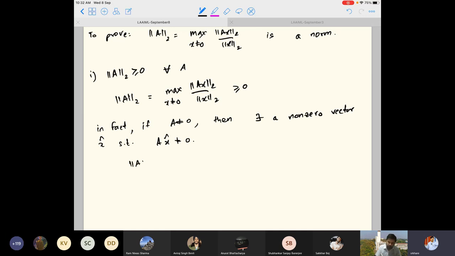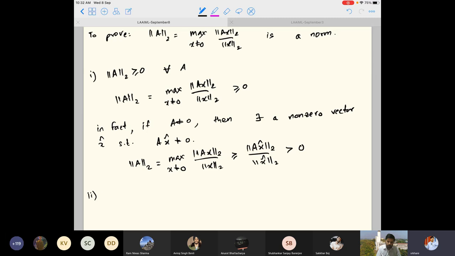So norm of A is the maximum over x not equal to 0 of norm of Ax divided by norm of x, and you know that this is greater than or equal to norm of A x-hat divided by norm of x-hat, which is strictly greater than 0. So the maximum has to be strictly greater than 0, right? So the first property actually holds true.